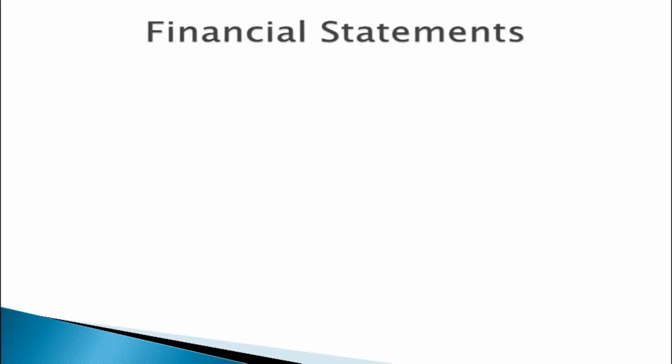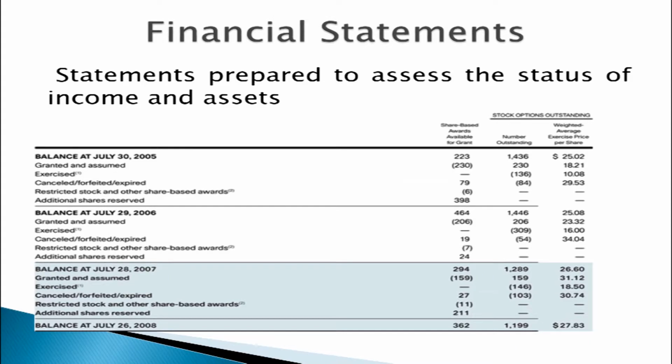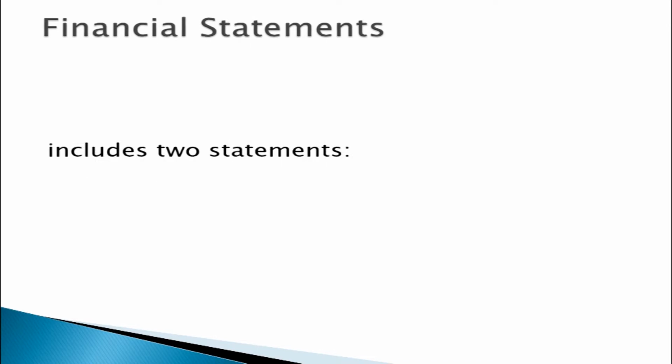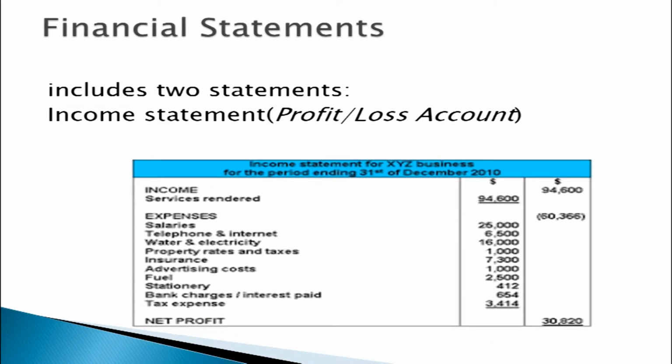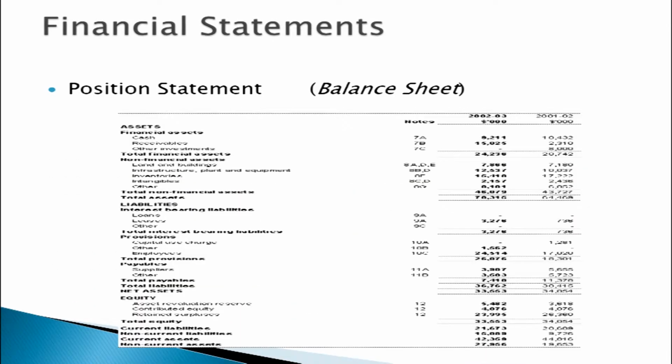Financial statements. Statements prepared by an enterprise at the end of accounting year to assess the status of income and assets is termed as financial statement. It basically includes two statements, income statement and position statement.